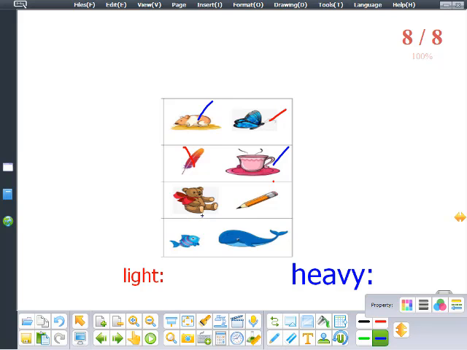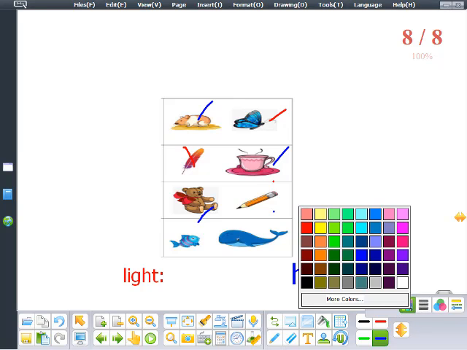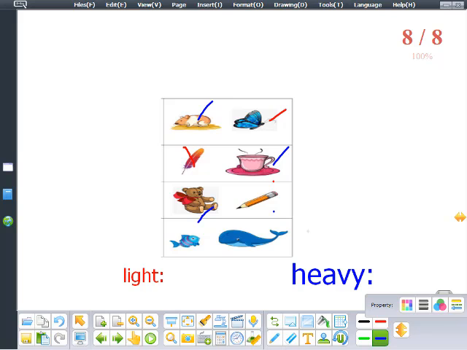What about the bear? Is this bear light or heavy according to this pen? This pen is so light, you can bear it so easily. But this bear is heavy, so let's make it with blue. We said that the pen here, it's a pencil. The pencil is so light, so you can carry it easily. So make it with red.